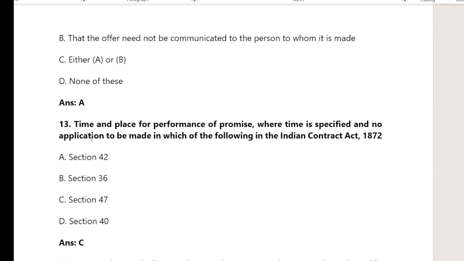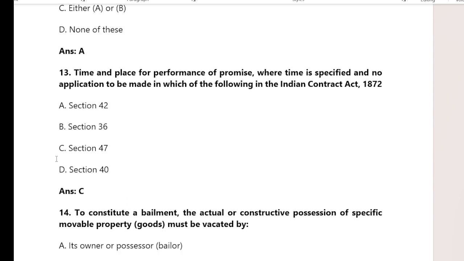And the next question is time and place for the performance of a promise, where the time is specified and no application to be made, in which of the following sections in the Indian Contract Act 1872. Section 42, Section 36, Section 47, Section 40. And the right answer is option C, Section 47.